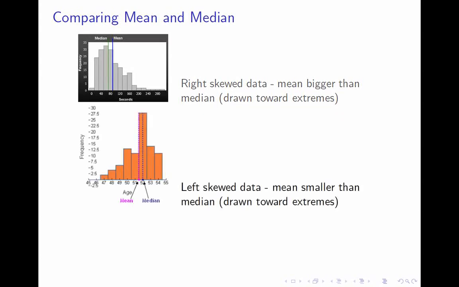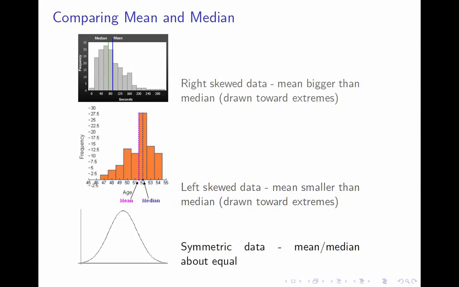The opposite happens in left-skewed data. In this picture, which is left-skewed, the mean in pink is smaller than the median in blue. And again, the median is pretty much in the center of the clump. The mean is a little bit more towards the tail. With symmetric data, the mean and the median are both in the middle, which is pretty close to the mode as well.